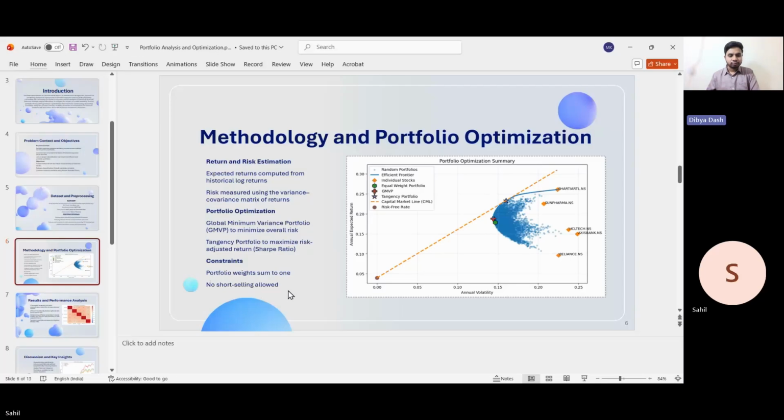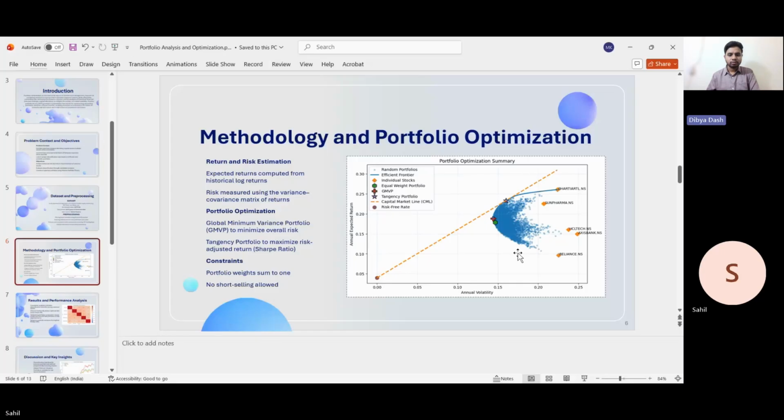Let's focus on the graph. These small blue dots show randomly generated portfolios. Each dot is one unique mix of stock weights. Together, they illustrate the full range of possible risk-return outcomes and what typical portfolios look like before optimization.